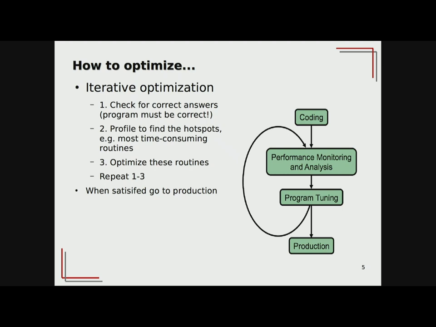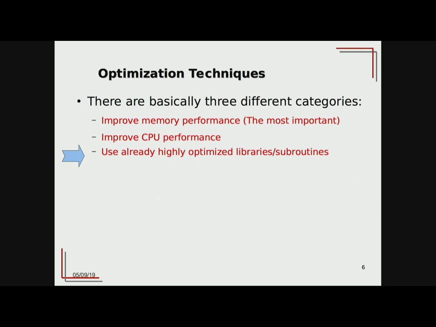And this happens very often. So be sure that you have a very large number of tests to validate any single step of optimization you are performing. Okay? And about the optimization techniques, there are mainly 3 optimization techniques. The first is to improve memory performance. That is for sure the most important one, because once you are accessing the memory the right way, half of the work is done.